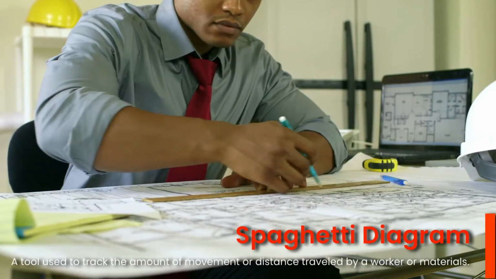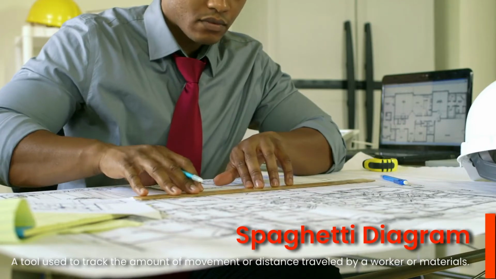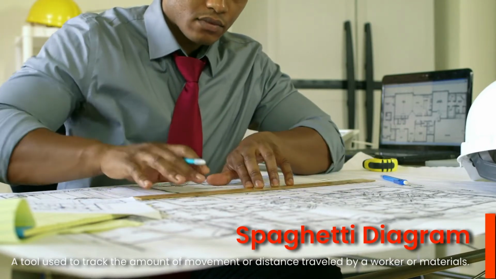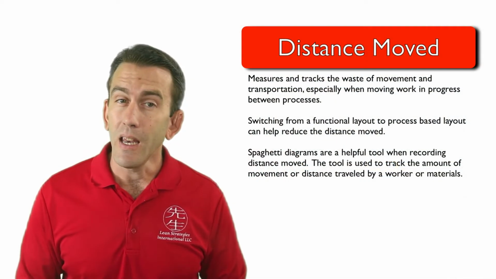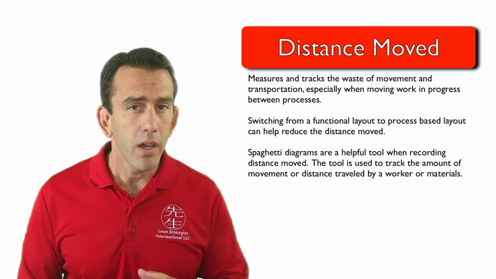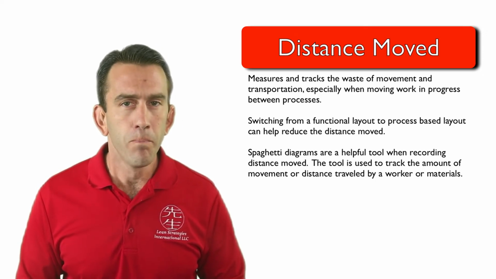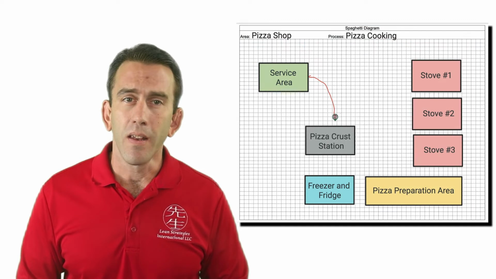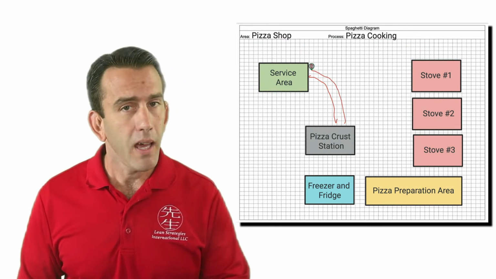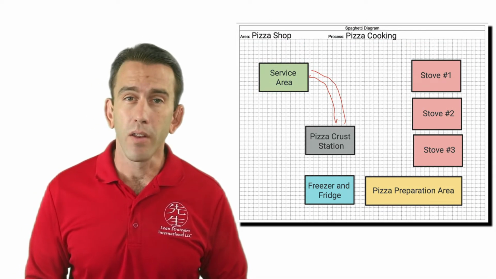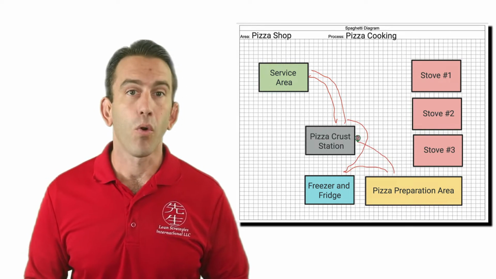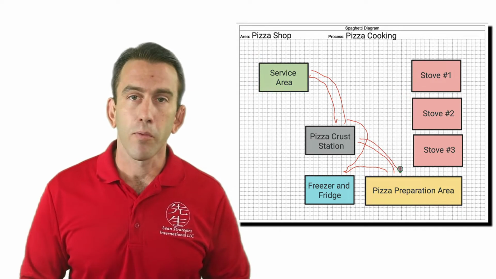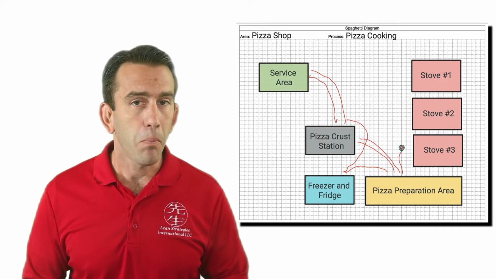A spaghetti diagram is a tool used to track the amount of movement or distance traveled by a worker or materials. You can then use a spaghetti diagram to analyze what you tracked and improve your flow. As a tool that is used in the analysis of process flows, a spaghetti diagram reveals redundancy in processes and helps users identify various forms of waste. Measurements with a spaghetti diagram can be very simple or more detailed if need be.